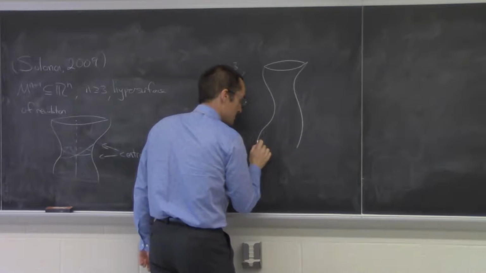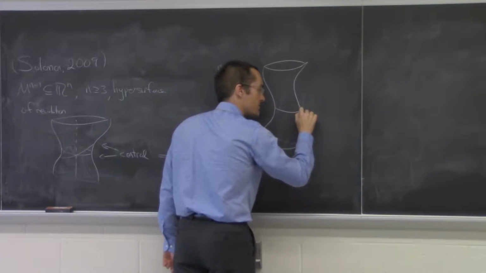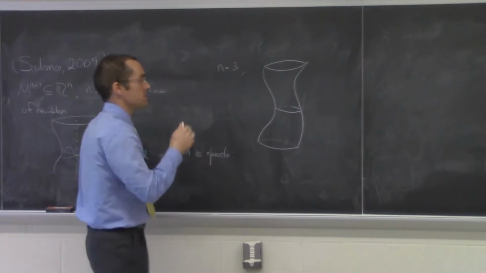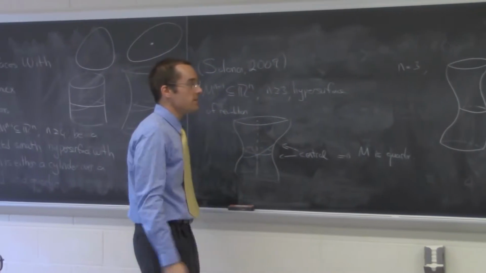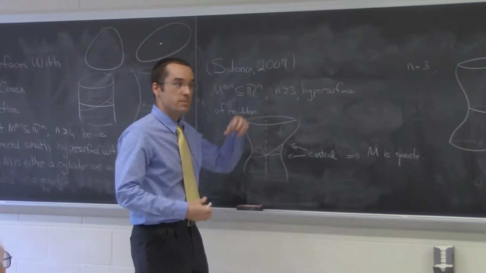Right? You can just flow by the gradient of the height function. So let's assume this is where they intersect, this surface M and the plane. And then I can flow by the gradient of the height function. I get an embedded tube.